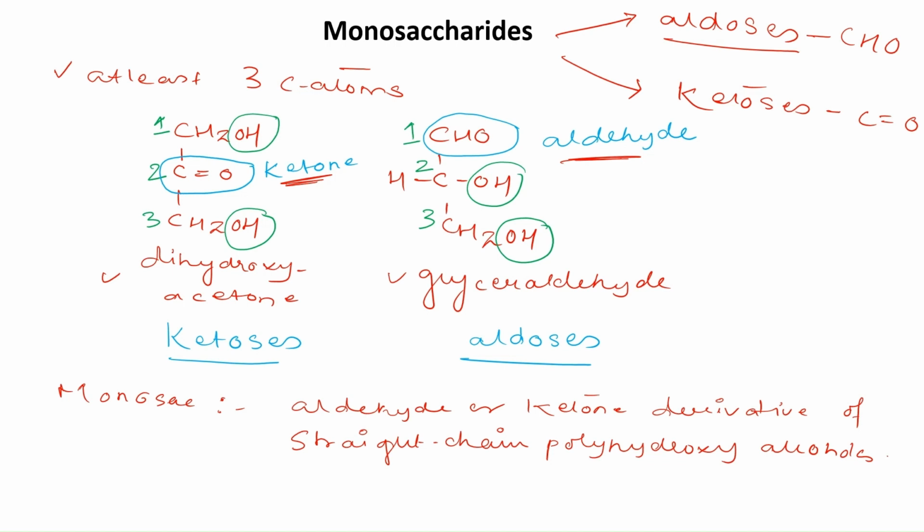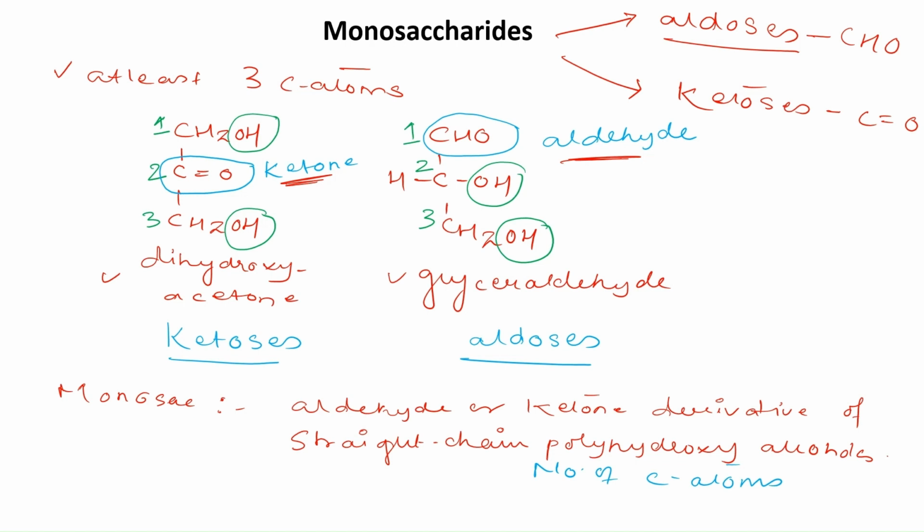Monosaccharides can be divided into two categories, aldoses and ketoses. If the functional group is an aldehyde functional group, that is CHO, we can categorize it as aldoses. If the functional group is a ketone functional group, that is C double bond O, we can categorize it as ketoses. The aldehyde functional group constitutes carbon number 1, whereas the ketone functional group constitutes carbon number 2. Clear?